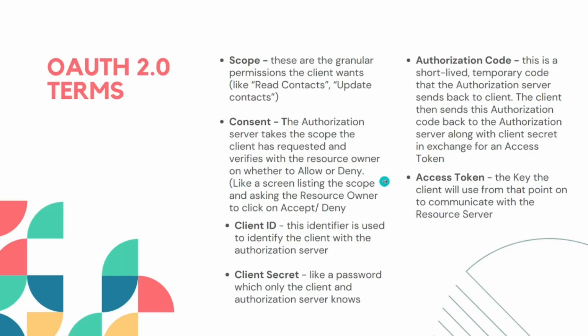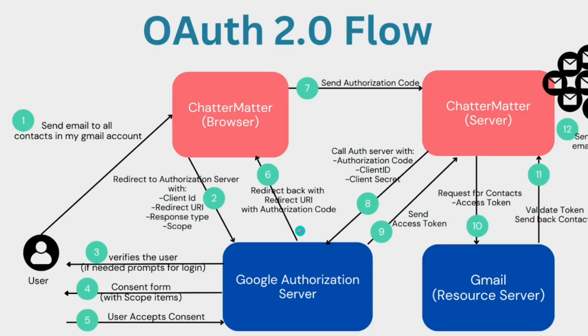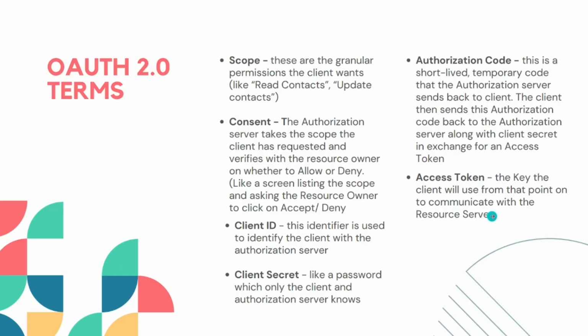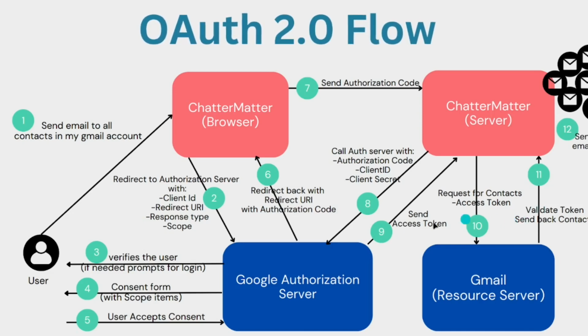Authorization code. This is a short-lived temporary code that the authorization server sends back to the client. The client then sends this authorization code back to the authorization server along with the client's secret in exchange for an access token. So if you look at it, the authorization code is sent back from the authorization server. The same authorization code is sent to the authorization server again to fetch the access token. Access token. The key the client will use from that point on to communicate with the resource server. As you can see, once it receives the access token, it will use the access token to communicate to the resource server to fetch resources or to perform some actions.